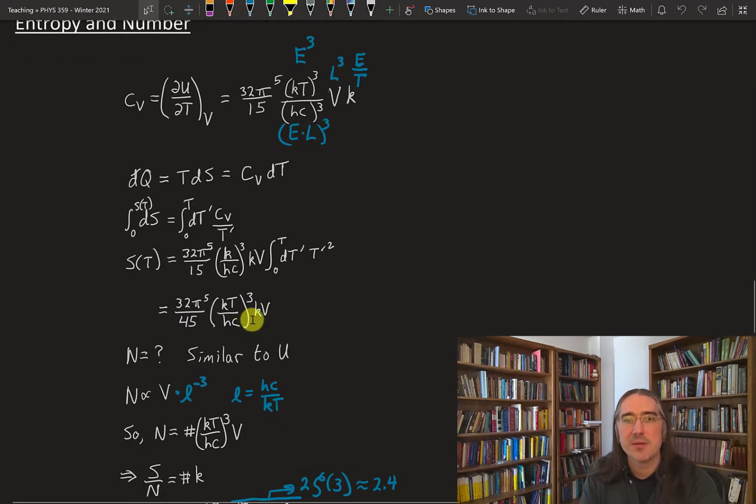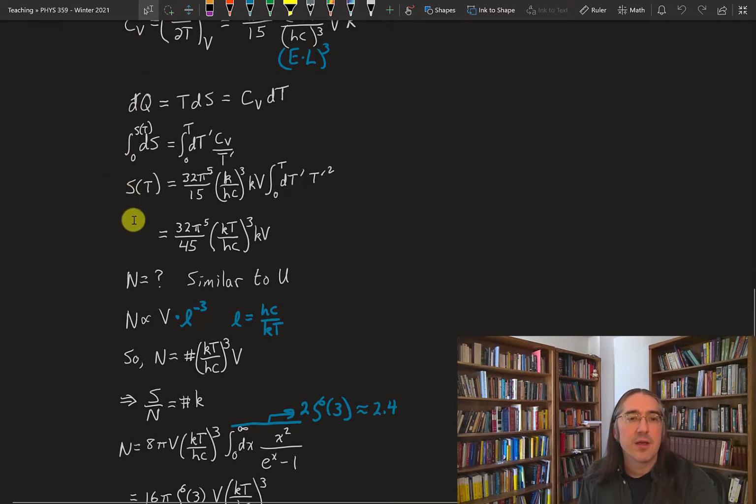Good, so that's the entropy. I said entropy and number, and I said that because it turns out there's a nice relationship between them that we want to get to in the end. If I want to calculate the number, again, we can use some intuition like we did with U to basically figure out the form, short of some numerical constant. In fact, we already did the reasoning before.